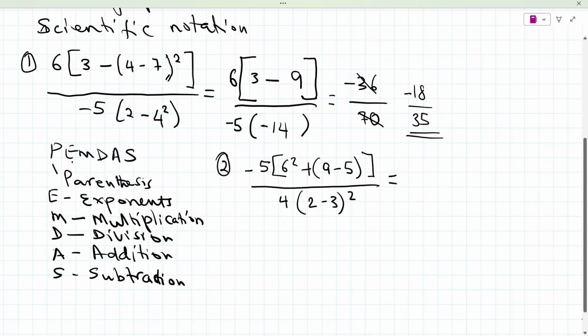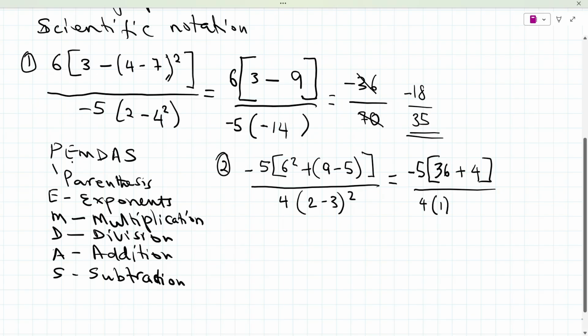So again, we do the same thing. When we look into the numerator part of the fraction, 9 minus 5 is 4. So we have this equation as minus 5 times 36 plus 4, close brackets. And this is all divided by 4 times 2 minus 3, which is minus 1. And minus 1 squared means minus 1 times minus 1, which is positive 1.